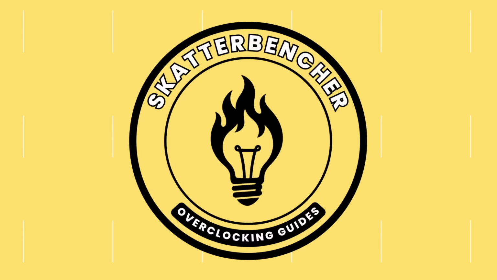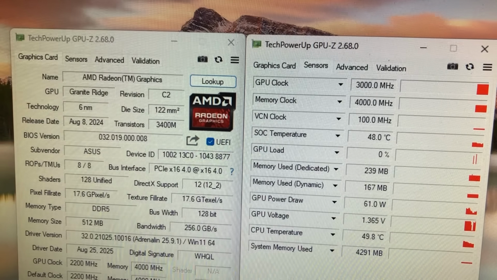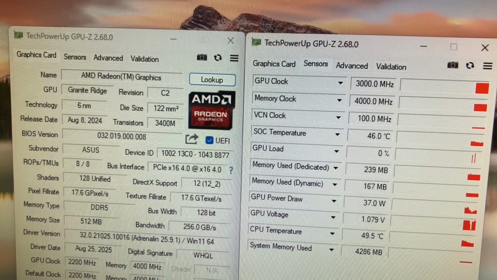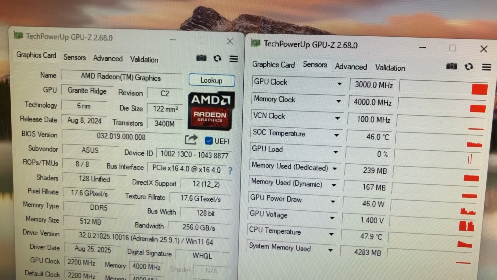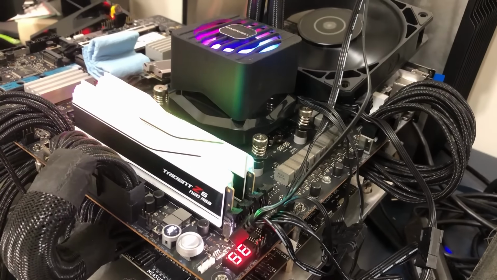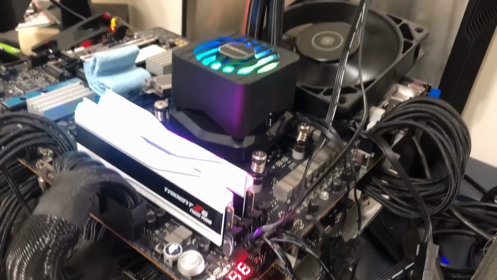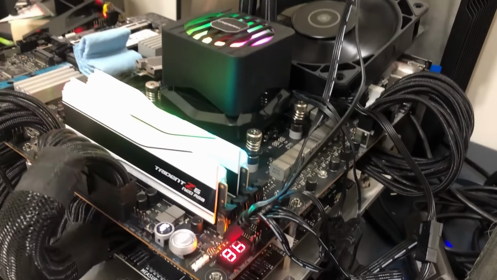In today's video, we're overclocking the AMD Radeon Graphics integrated in the Ryzen 9 9900X CPU. We overclock it to 3 GHz using AIO cooling and the ASUS ROG Crosshair X870E Hero motherboard. Now, overclocking the integrated graphics doesn't really provide a meaningful path to actual performance, but this wouldn't be the SkatterBencher channel if we didn't try and overclock it anyway.